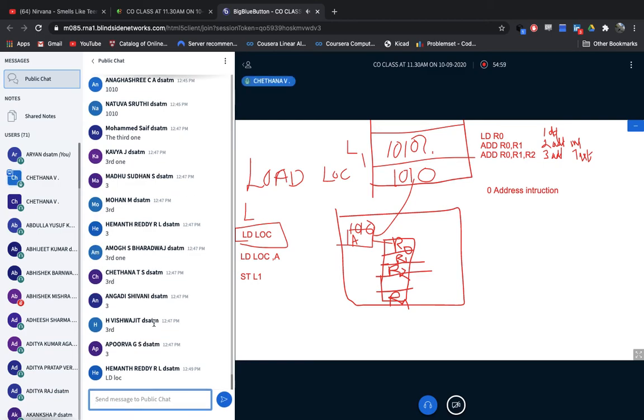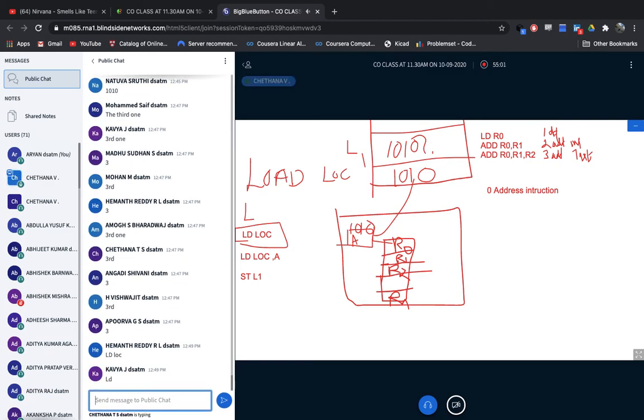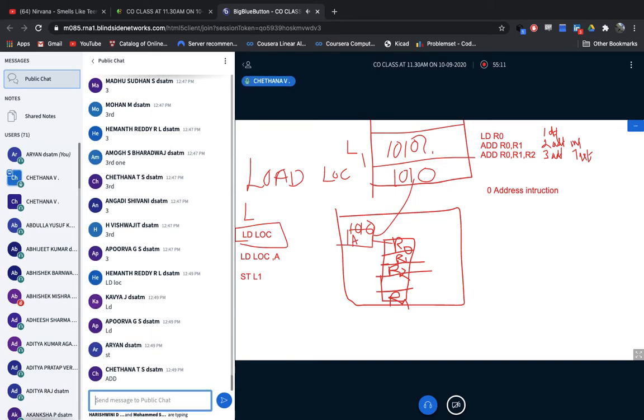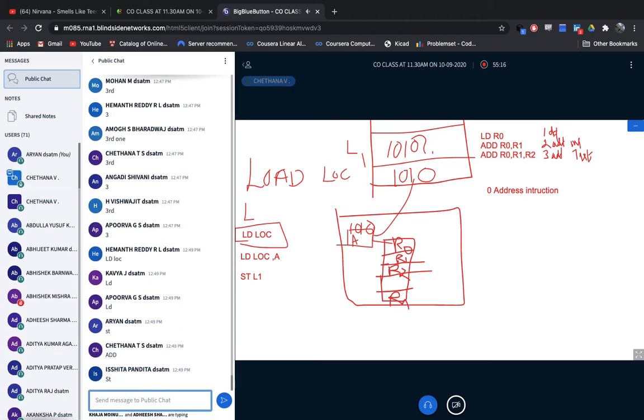LDLOC? No, LDLOC is one instruction. Yeah, load. Very good. Kavya has written load, LD. Very good. One more instruction like that. Store. Somebody was trying to put add. No, you can't use that, Chaitana. Add you can't do, because for an addition operation we require 2 operands. 100% you require them. But store and load you can do.